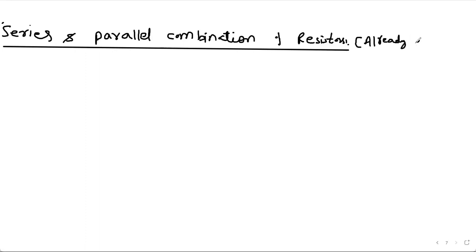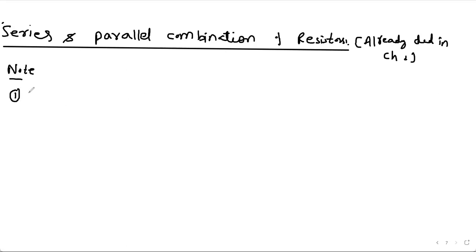Already did in chapter 2. When the cell is in open circuit, then terminal potential difference is equal to E. I'm coming to them. After this series and parallel combination of resistors, we have some conceptual questions on terminal potential difference.